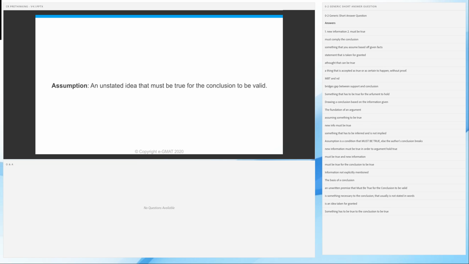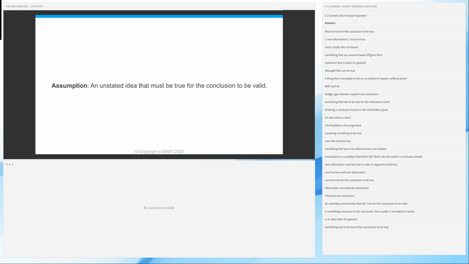For the purposes of it, your understanding is really good for most of you. But I want you to take this statement as the one that we are going to use over here, because I'm going to ask you to recite this again and again as we solve questions. An assumption is an unstated idea that must be true for the conclusion to be valid.